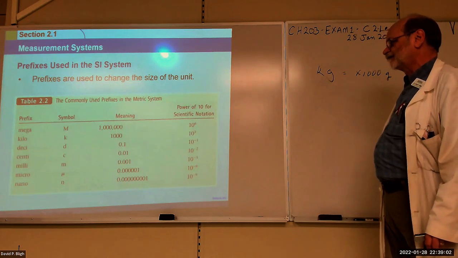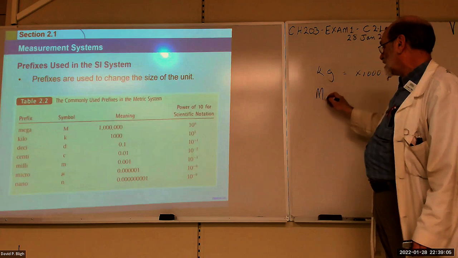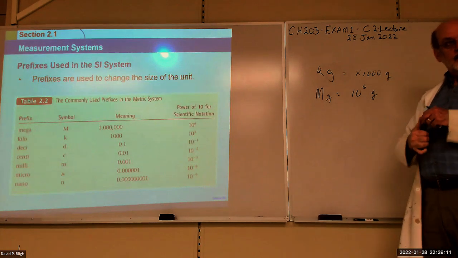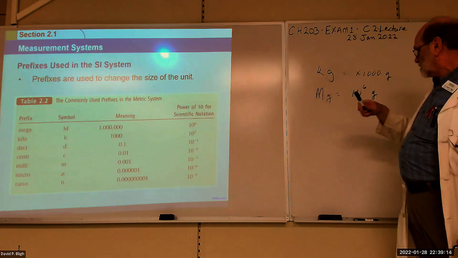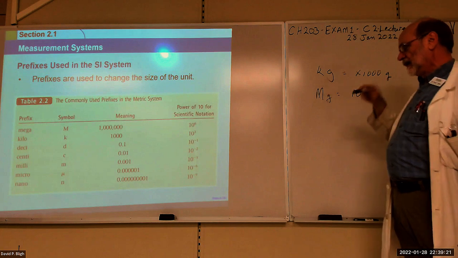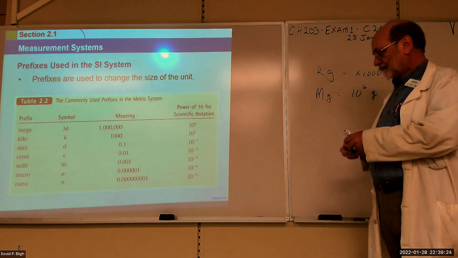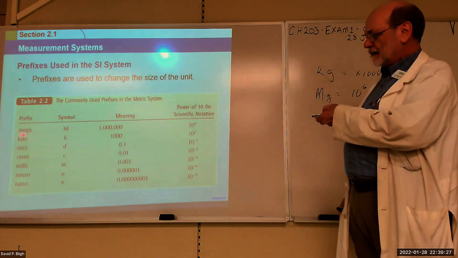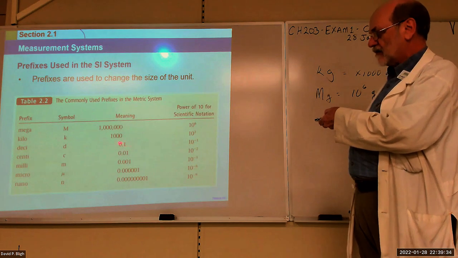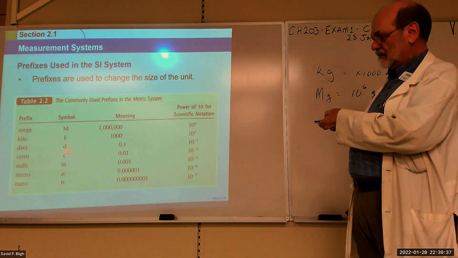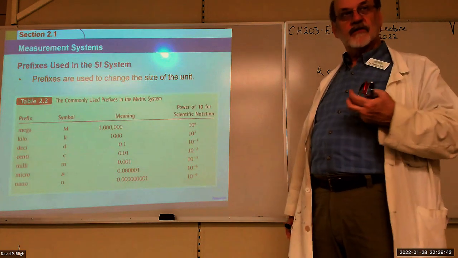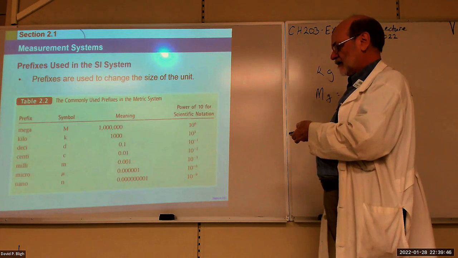If we put a big M in front of it, that's 10 to the 6th grams. Notice that the size of the unit is getting bigger this way, and if you use these prefixes, you're getting smaller. Deci means a tenth of, and it's a little d. Little c means centi. Everybody knows centimeter, it's 1/100th of a meter. Millimeter is 1/1000th of a meter.